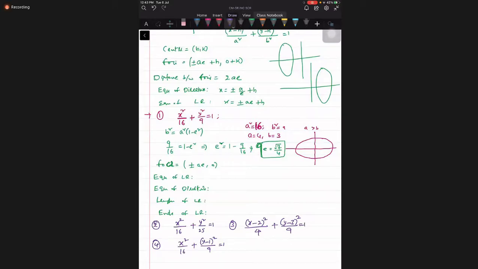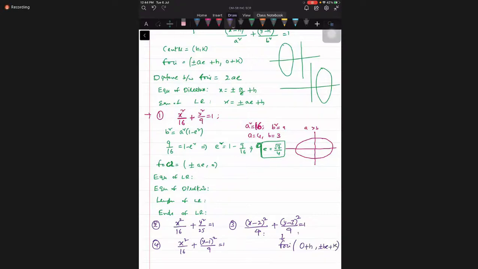For the second one, the center is 0, 3. For the third one, it is of this type, where A is greater than B, so the major axis is along the y-axis. What are the foci? Plus or minus BE, and now please add H and K.